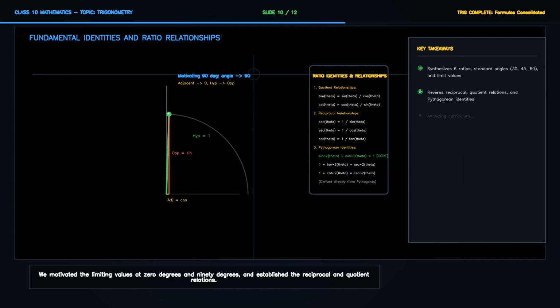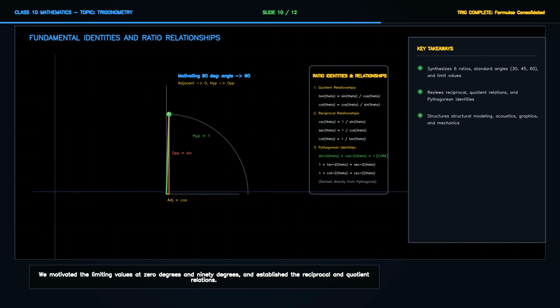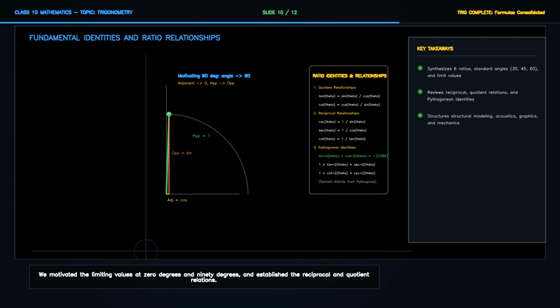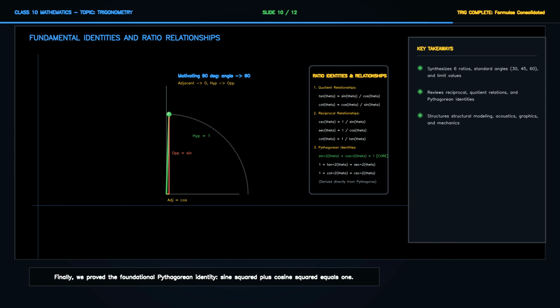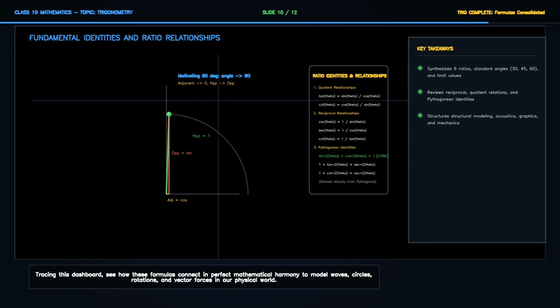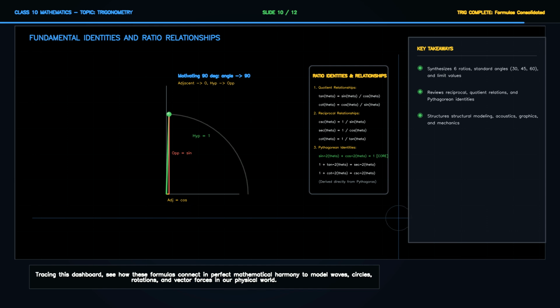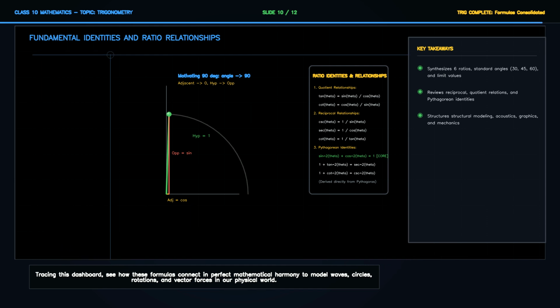We motivated the limiting values at 0 degrees and 90 degrees and established the reciprocal and quotient relations. Finally, we proved the foundational Pythagorean identity, sine squared plus cosine squared equals 1. Tracing this dashboard, see how these formulas connect in perfect mathematical harmony to model waves, circles, rotations, and vector forces in our physical world.